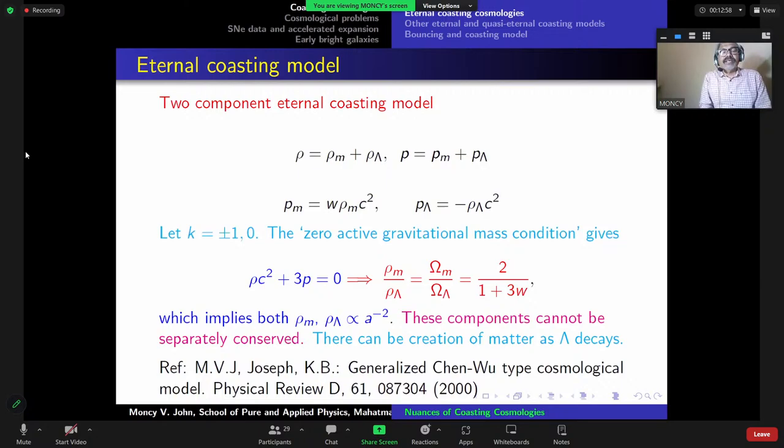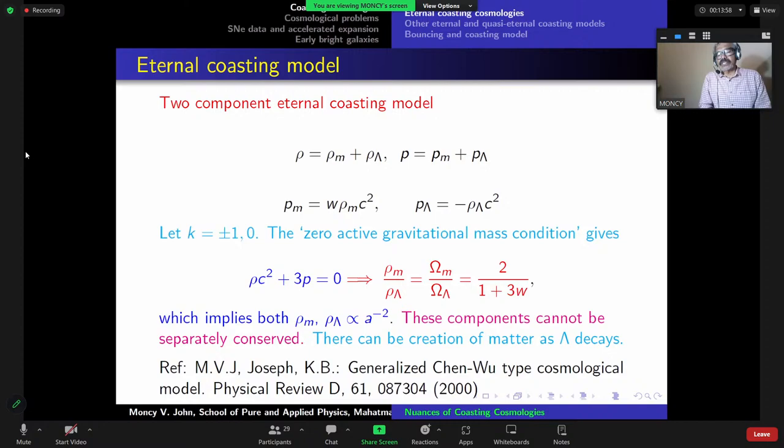Instead, if you have two components in the cosmic fluid, there is a possibility for a viable cosmological model, which we call the eternal coasting model. Here, rho is the sum of a matter term and a lambda term, the cosmological constant. The corresponding pressures are also Pm and P lambda, the sum of these. Pm has the matter equation of state with w, and P lambda has the equation of state parameter minus 1. We can take k equal to plus 1 or minus 1 or 0. If you are considering the zero active gravitational mass condition, this uniquely gives the ratio between the density parameters of matter and lambda, equal to 2 by 1 plus 3w, where w can be 0 or 1 by 3. So this ratio should remain a constant.